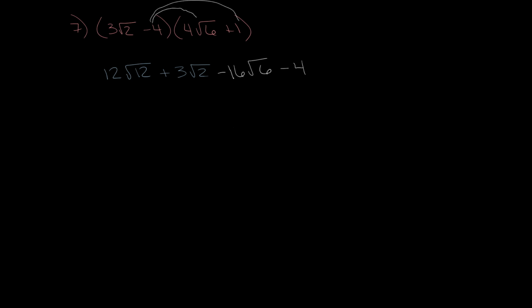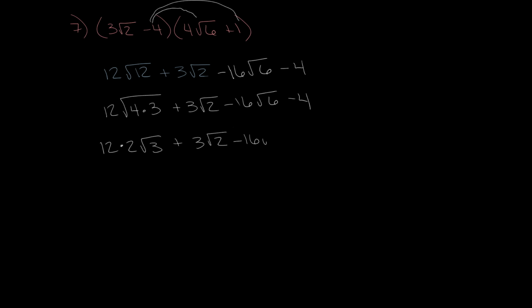Now, the only thing that I can break down here is the square root of 12. So I'm going to say the square root of 12 is the square root of 4 times 3. And then I can't simplify any of these, so I'm just going to leave them as they are. Okay, so I'm going to get 12 times the square root of 4 is 2 square root of 3 plus 3 square root of 2 minus 16 square root of 6 minus 4.